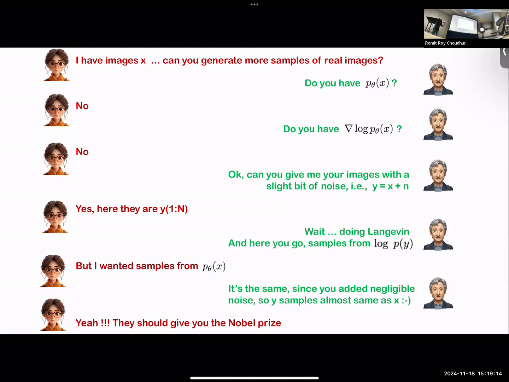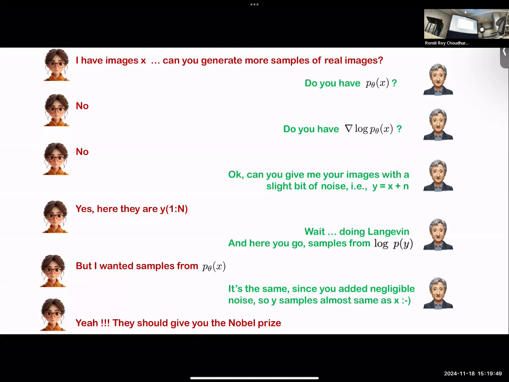So Hinton will say, hey, add a little bit of noise and give me Y. I will get the score of Y. I'll sample, I'll get samples from Py, and I'll give you those samples. Those are pretty close to X. So when he says, here are samples from Py, you say, hey, but I wanted samples from P theta X. Why are you giving samples from Py? And Hinton says it's the same. Since you added negligible noise, Y samples are almost the same as X samples.